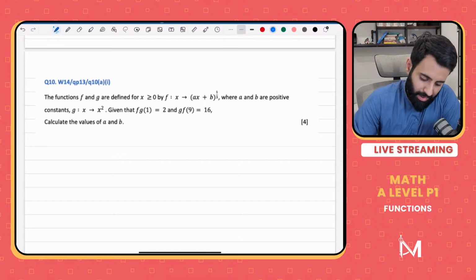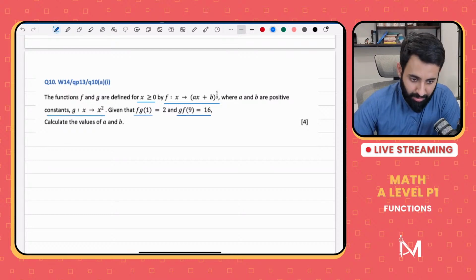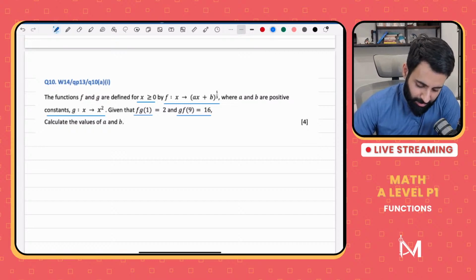The functions f and g are defined for x greater than or equal to 0. f of x equals (ax plus b) raised to the power 1 upon 3, where a and b are positive constants. g of x equals x squared. Given that f of g of 1 equals 2 and g of f of 9 equals 16, calculate the values of a and b. So this is more like a simultaneous equation question and less of a function question. But anyway, let's solve this.